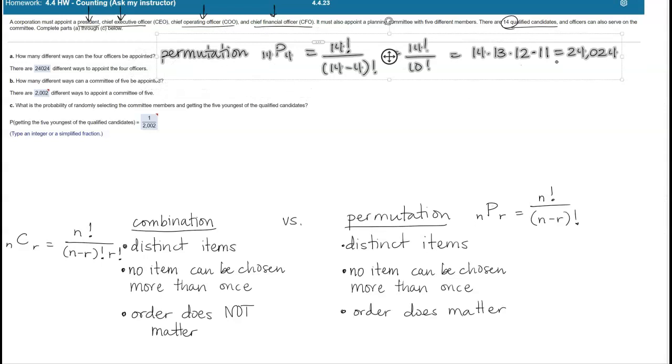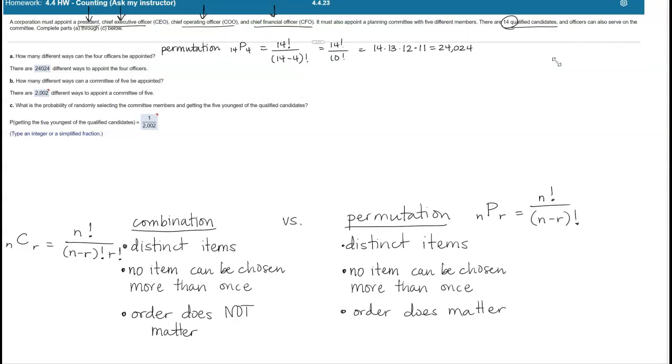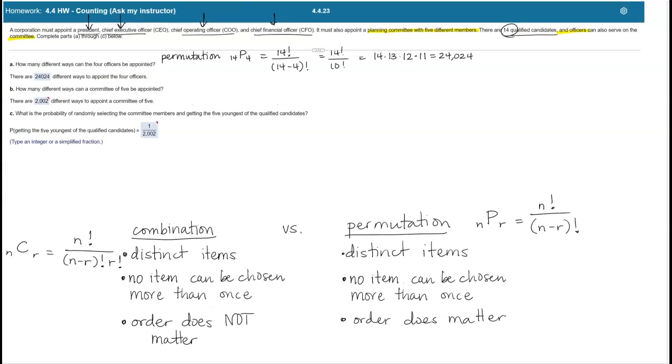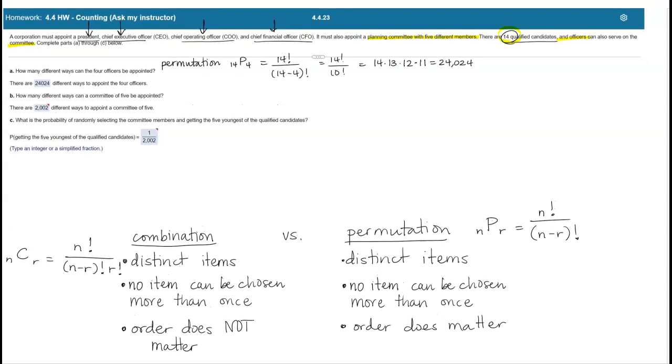Part B is asking us how many ways a committee of 5 can be appointed. So here we're appointing a planning committee with 5 members. The officers can also serve on the committee. So we're still dealing with 14 qualified candidates. But when I form this committee, does it matter what order I pick them in? No, because it doesn't say the committee has certain titles or certain categories these people are going to fall in. They're all going to be sitting on the same committee. So part B is not asking for a permutation, it's asking for a combination.